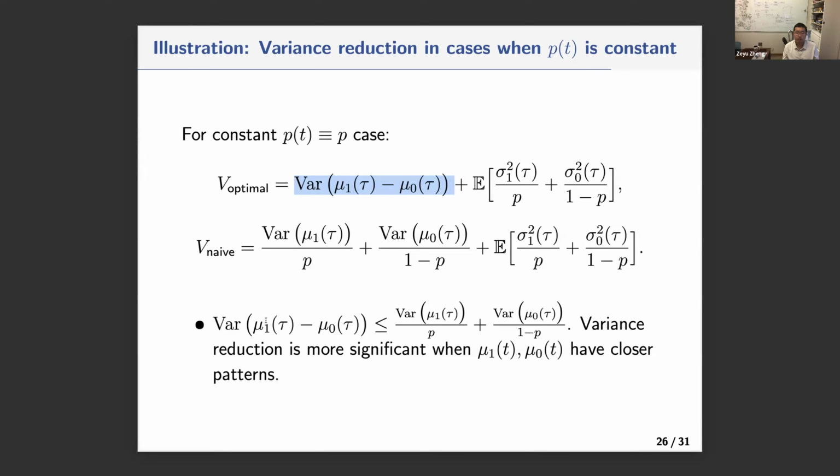But if you think about how much, sometimes the difference is small, sometimes the difference is larger, but the reduction of variance is more significant when mu1t and mu0t, where mu1t is how the treatment performance depends on time and mu0t is how the control performance depends on time, have closer patterns of moving toward the same direction.